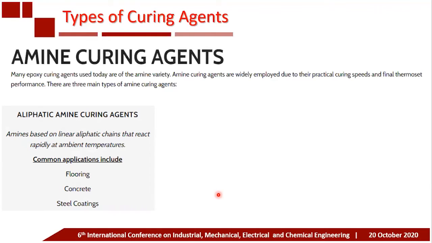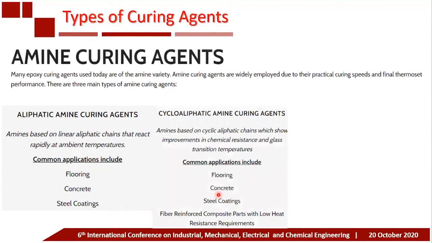The second is cycloaliphatic amine curing agents. These amines are based on cyclic aliphatic chains with improvement in chemical resistance and glass transition temperature. They are still used for flooring, concrete, steels, and also for fiber reinforced composites with low heat resistance requirements.